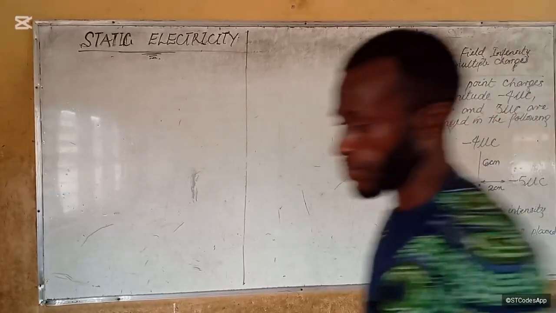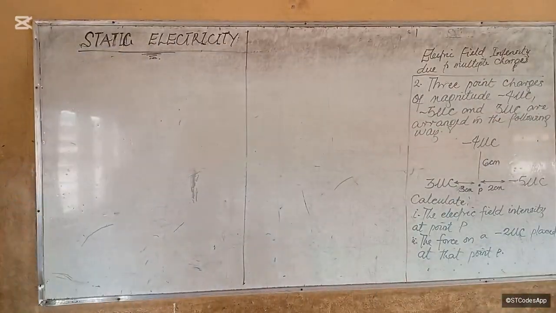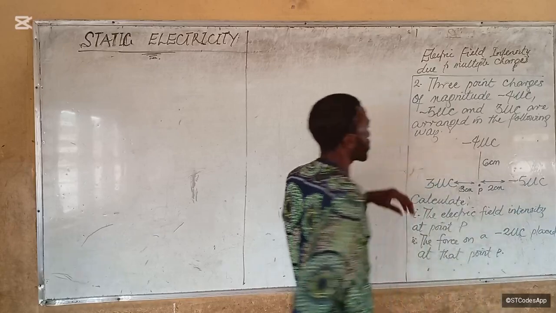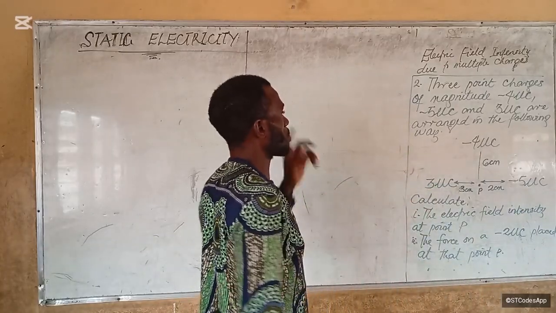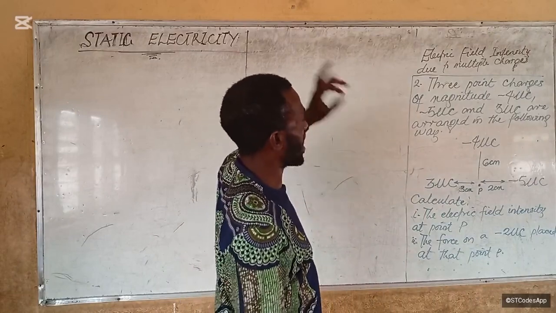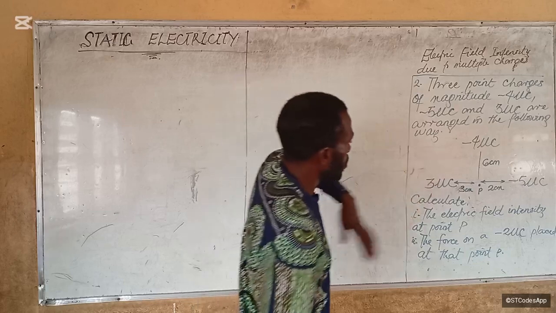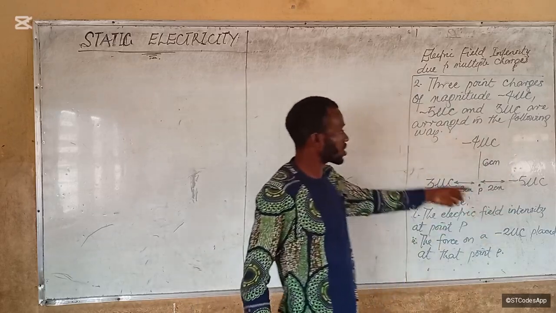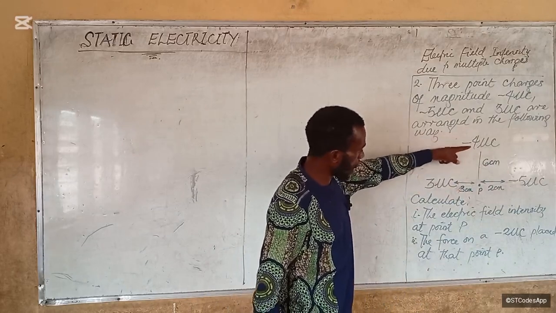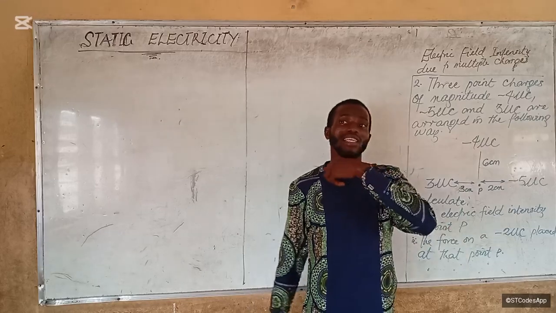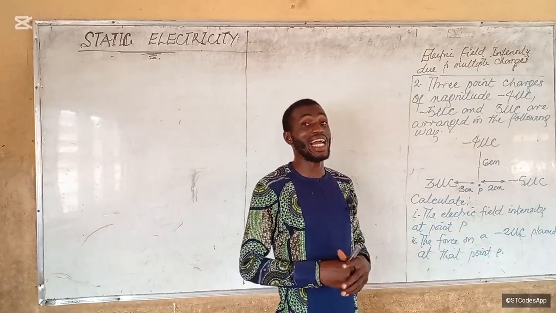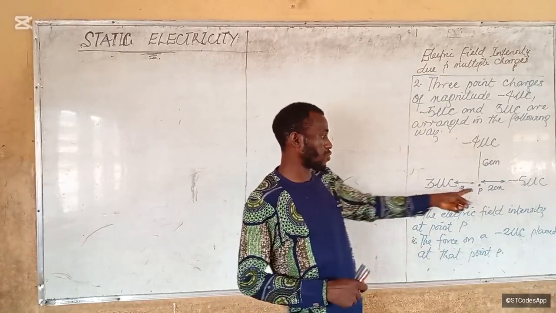All right, so let's solve these questions. It says three point charges of magnitude minus 4 microcoulomb, minus 5 microcoulomb, and 3 microcoulomb are arranged in the following way. So they are arranged this way. The distance between this 4 and a point P. So all of them are exerting their electric force, or their electric field extends, to a point P.